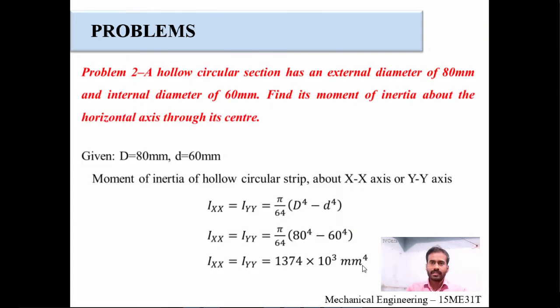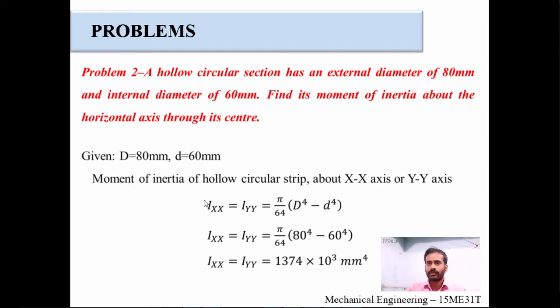Going to the second problem, we have a hollow circular section that has an external diameter of 80 mm and internal diameter of 60 mm. Find its moment of inertia about the horizontal axis through its center. So we have a hollow circular section which has an external diameter of 80 mm and internal diameter of 60 mm. So the capital D will be 80 and small d is 60 millimeters.